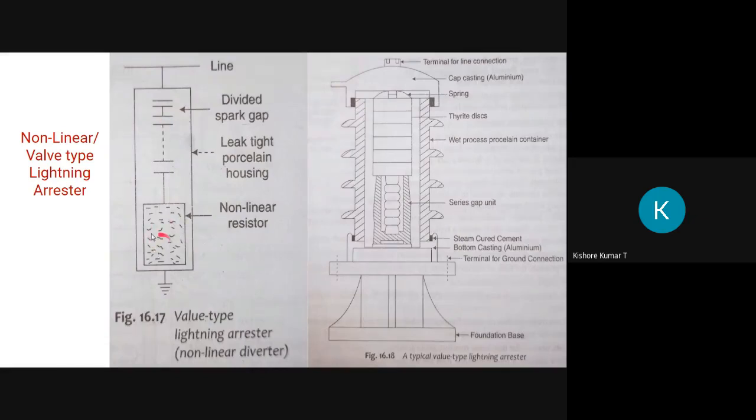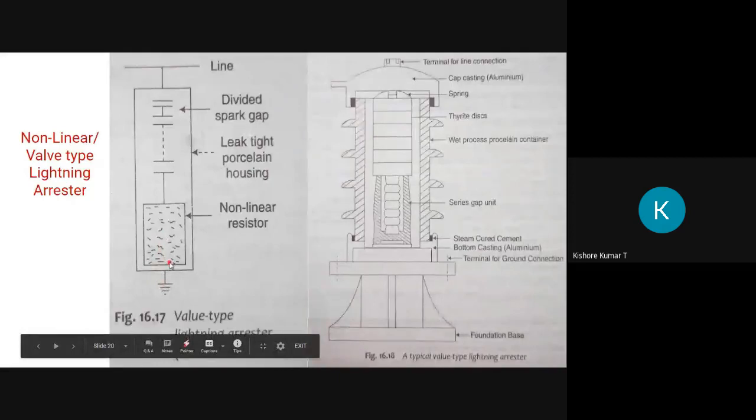So this non-linear resistor will exhibit a high resistance when the line is operating under normal conditions. That is, as long as the line is operating near its rated value, this non-linear resistor will exhibit high resistance. Thereby, because of the high resistance, no charge will be dissipated through this lightning arrester.